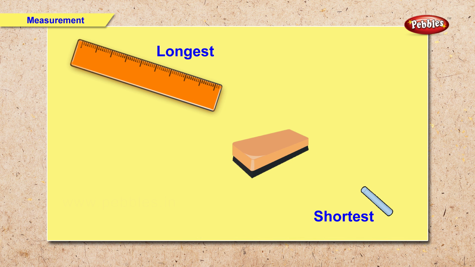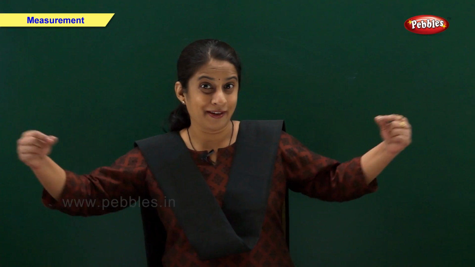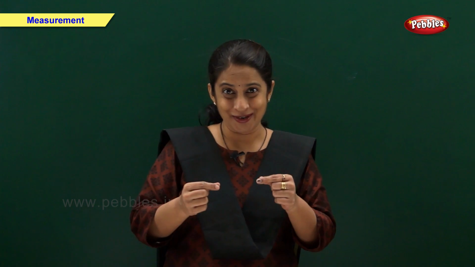Here we have a duster, a chalk and a ruler. So which object is longest and which object is shortest? Right, a ruler is the longest and a chalk is the shortest. Now let us see longest and shortest.